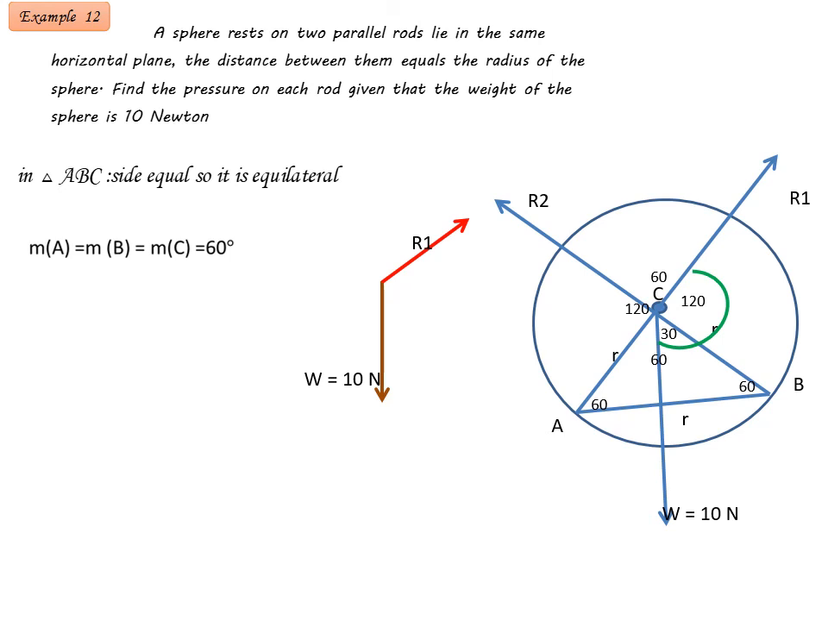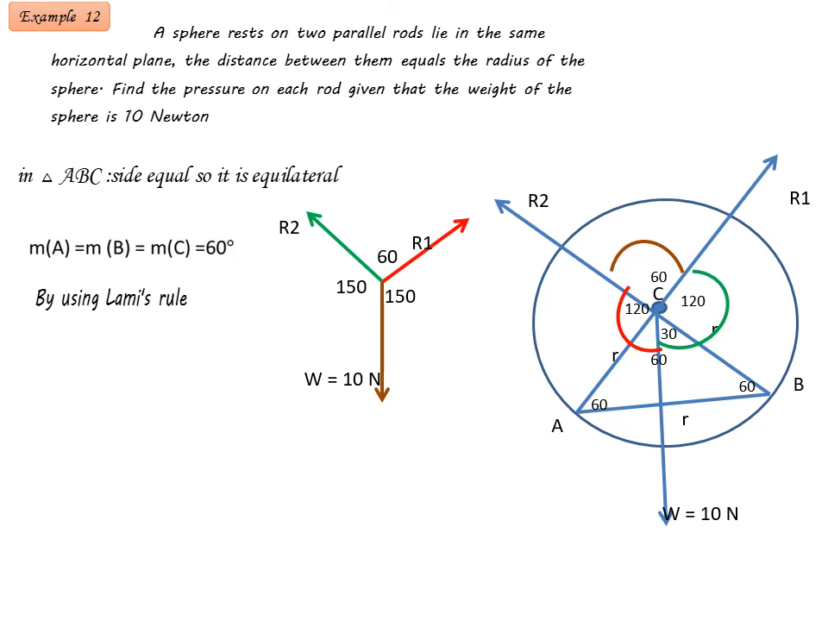How to find the angle between R1 and the weight? It will be 30 plus 120, which means 150 degrees. Then the angle between R1 and R2, of course it will be 60 degrees. Then find the angle between R2 and W. It will be 120 plus 30, also 150. And finally the angle between R1 and R2 will be 60.